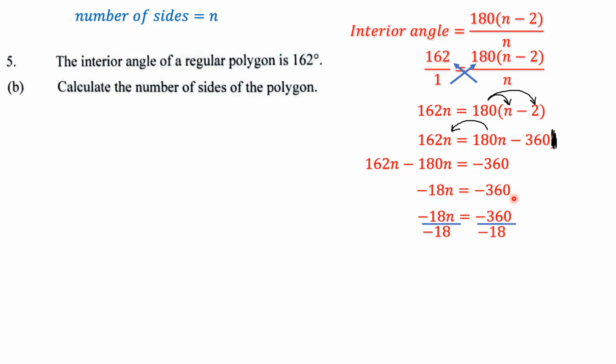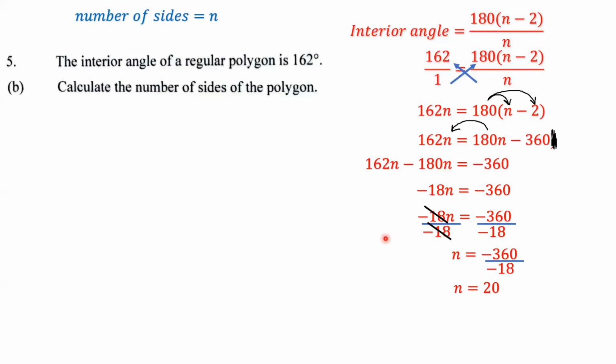And so we can cancel out this negative 18 and that negative 18. So we get that n is equal to negative 360 divided by negative 18. And when we divide them, we get 20. So negative 360 divided by negative 18 is positive 20, which means that the number of sides is going to be 20. So if we have an interior angle of a regular polygon that is 162 degrees, that means that polygon has 20 sides.